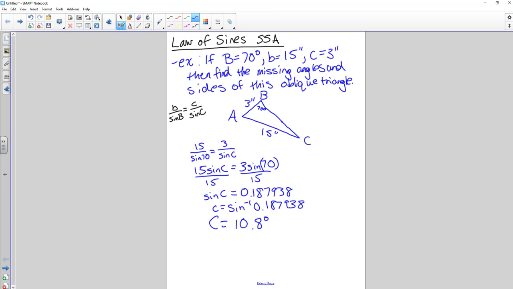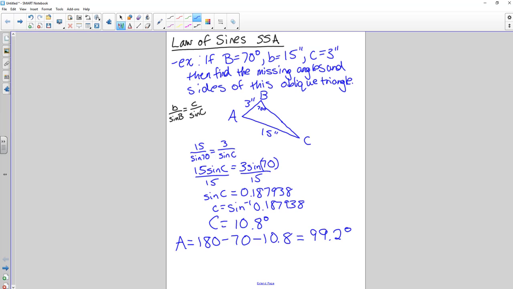So now I have both parts for B, side and angle, and both parts for C. So I'm left with A. The first thing I can find, which will be a little easier, is angle A. Because now I have the other two, I can take 180 minus 70 minus 10.8. And so angle A would be 99.2 degrees. So angle A is 99.2 degrees.